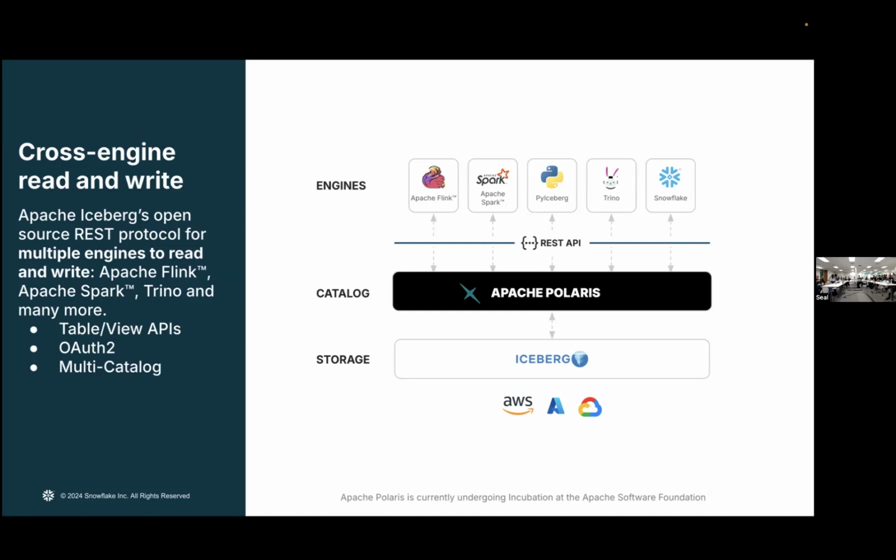And then for authentication, it uses the standardized OAuth 2 authentication. It also supports multi-catalogs, which I'll get to a little bit later. This multi-catalog is not a concept within the Iceberg REST spec, but it's a very useful feature. And other than that, Polaris also supports multiple realms. I'll come to that a little bit later.